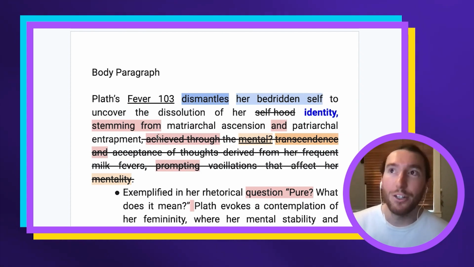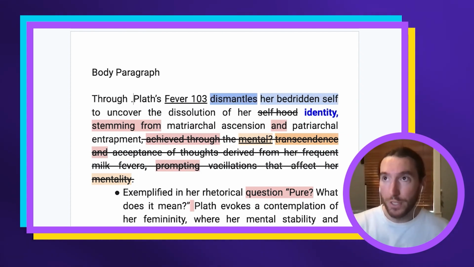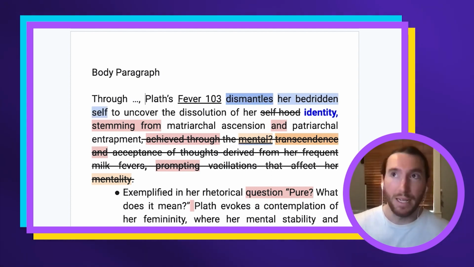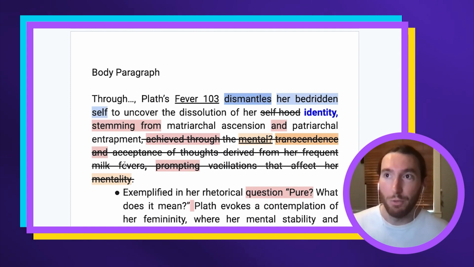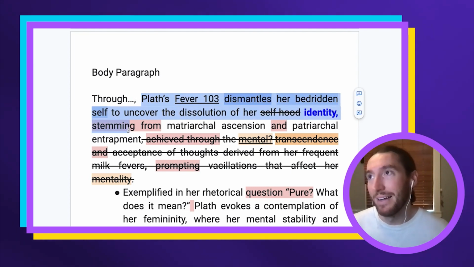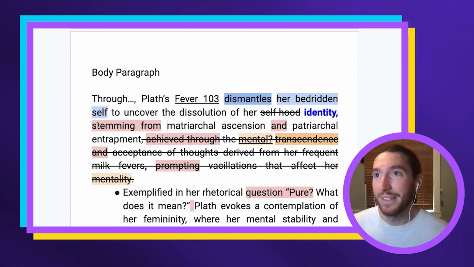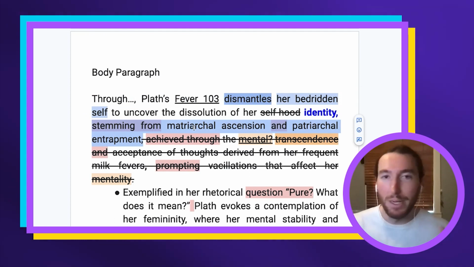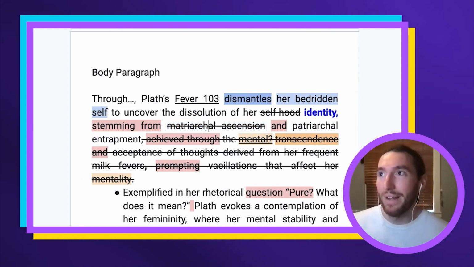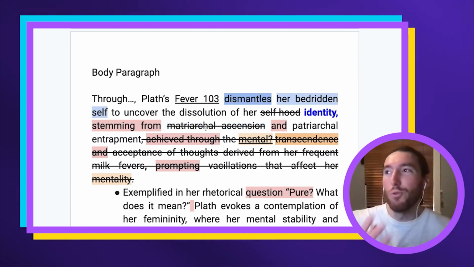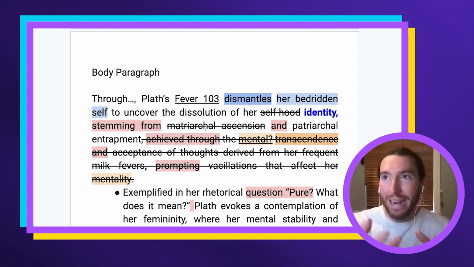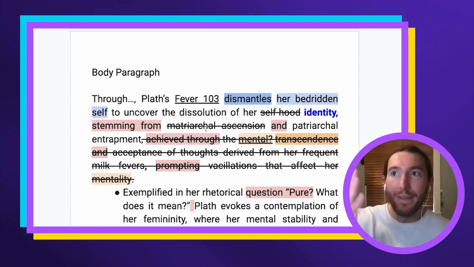And if you want to talk about how she does something, you might want to say through something, through some kind of stylistic element, something about how she's written her poetry or something about how she writes about these frequent milk fevers as a metonym or a symbol for something else, a broader symbol as a key symbol or metaphor. You can say through that, Plath does this, and you would again have that second comma here and then say stemming from patriarchal entrapment. But you might want to be a little bit more specific about that again and eliminate matriarchal ascension, right? These terms that only have one or two words are just inherently vague. So try and break down one of those a little bit further and then end the sentence there.